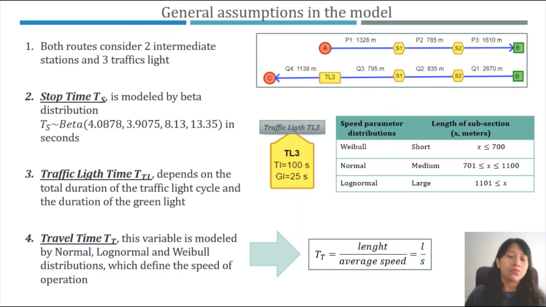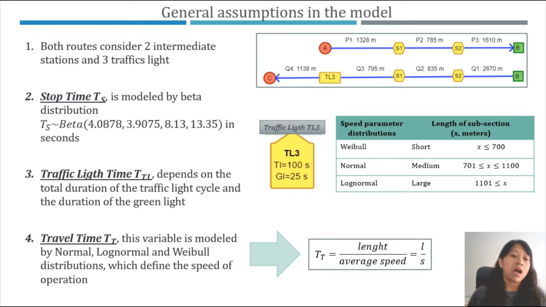There are some general assumptions for this model. First one, both routes consider 2 intermediate stations and 2 traffic lights. These elements were shown in the previous slide. The second assumption is related to stop time. This variable is modeled by a beta distribution.